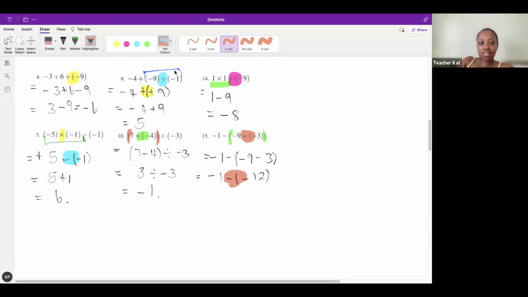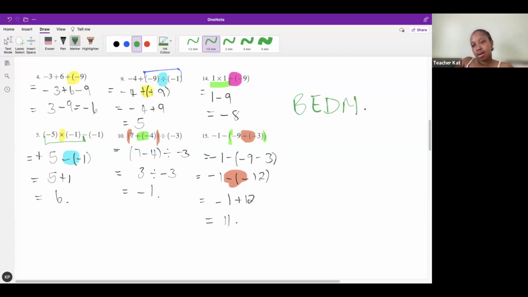And now I'm stuck again with the plus, with the negative. Two negatives give us a positive. So it's -1 plus 12, and my final answer is? Not quite. Remember, it's -1 plus 12. It is positive 11. Beautiful, guys. I'm just going to write for us nice and big here. BODMAS for you guys to screenshot.